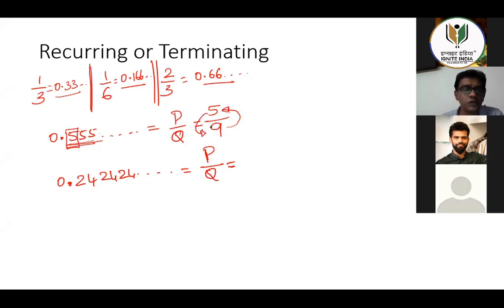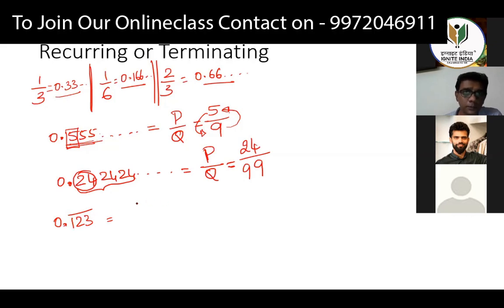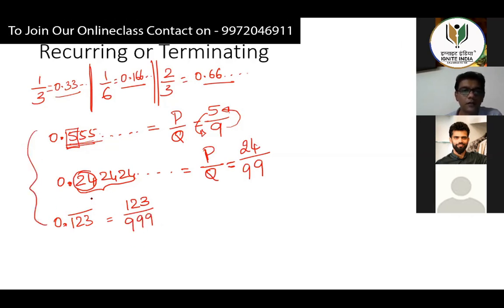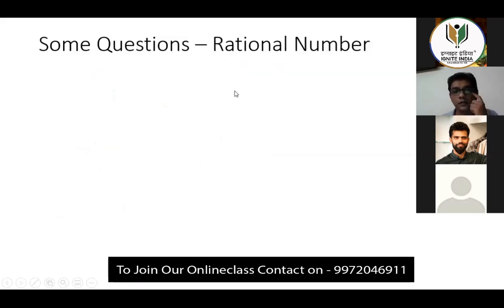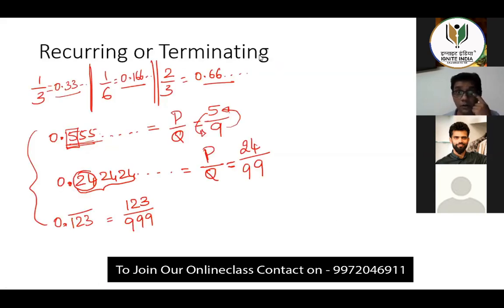If the numerator has two digits, like in this case, where 2 and 4 are the digits repeating, the numerator will have two digits, which is 24. The denominator will now have two 9s because in my numerator there are two digits. If someone tells me 0.123, 123, 123, and so on, I have 3 digits repeating. So in my numerator there will be 3 digits and the denominator will be three 9s. Right? I am not able to see your screen, but I'm still hoping that you are able to understand this.